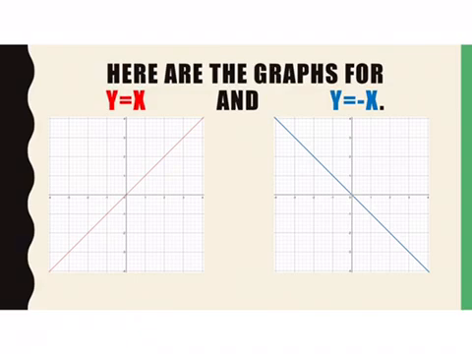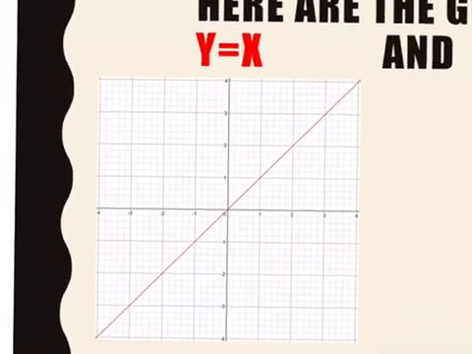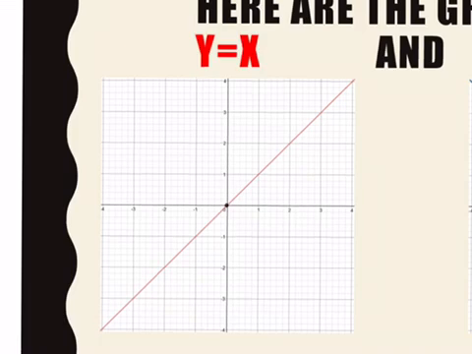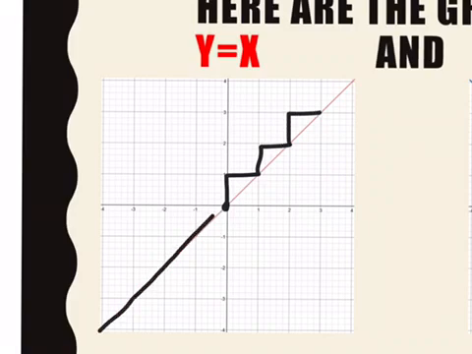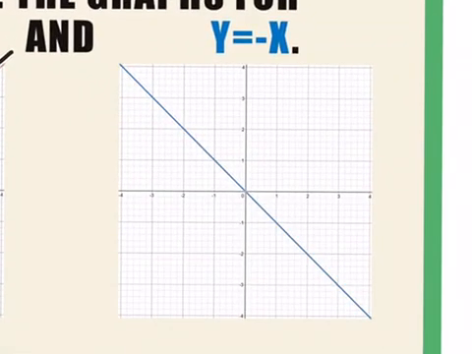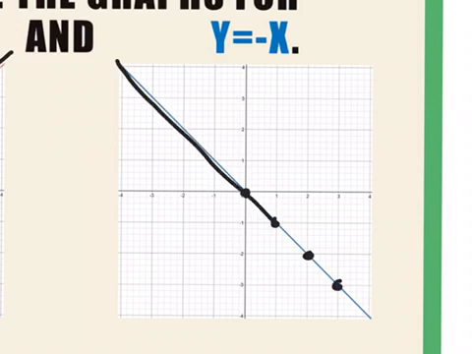Okay, remember, if they tell you to reflect something across the y equals x line, y equals x is the graph that goes right through the origin, and it goes up 1 over 1, up 1 over 1, up 1 over 1. And so if you connect all of those points, that is y equals x. Similarly, you have y equals -x. It crosses through the origin, down 1 over 1, down 1 over 1, down 1 over 1. And by connecting all those points, you have the line y equals -x.